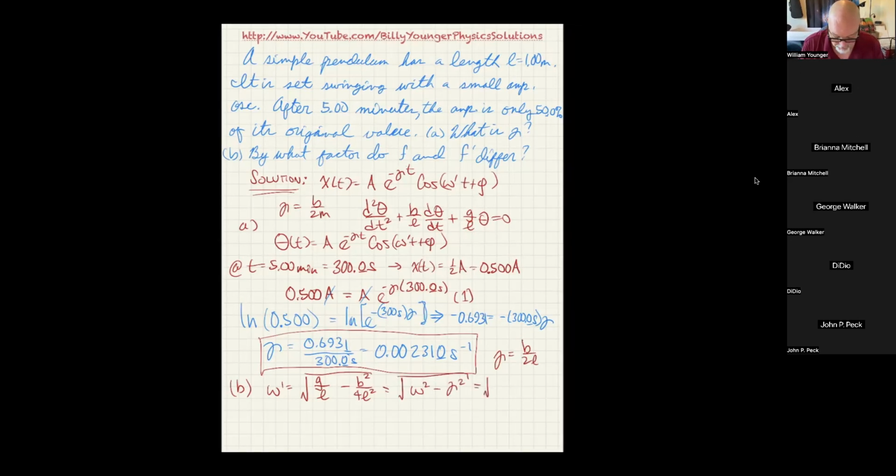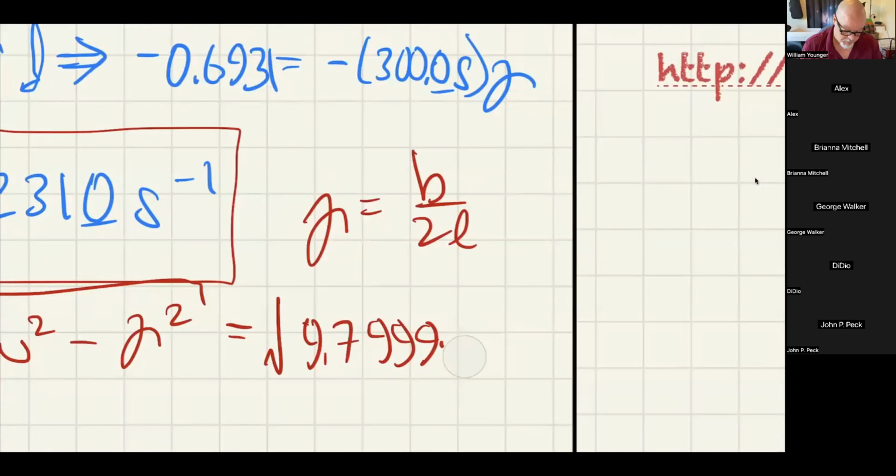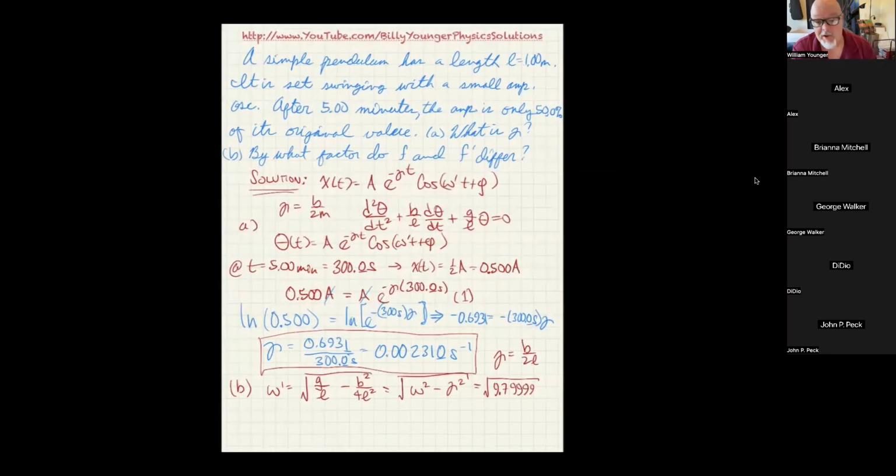You're going to get the square root of 9.79999 and then some other digits. Excuse me, I was supposed to write a 9 there. So you're going to get basically the square root of 9.7999. Obviously, that's not sanctioned by the number of sig figs we have. So it's really not a reasonable answer. But the main thing is, you can see it's very close to just being g over l, because g is 9.8 meters per second per second and l is 1 meter. So that's what's actually going on here.